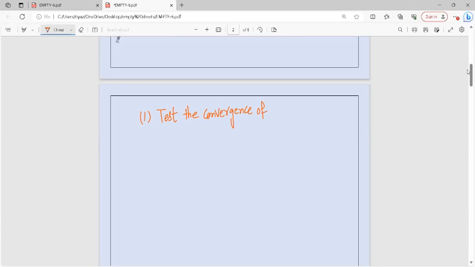Here the question is summation of n upon n plus 1, n upon n plus 1 whole to the power of n square.